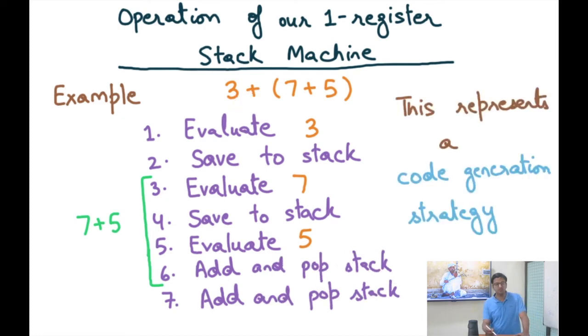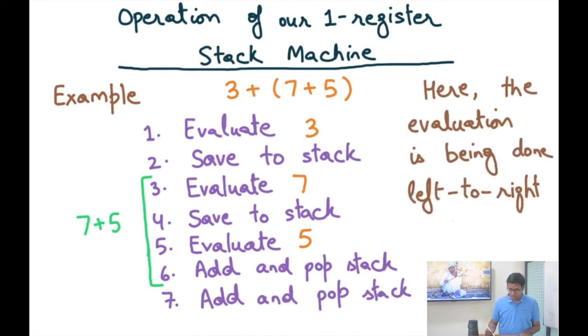So this just represents a code generation strategy, and there could be different code generation strategies. Here in this strategy, the evaluation is being done left to right, and that's just a matter of choice. For example, we decided that we were going to first compute 3, then look at the next expression, which is 7 plus 5. We could have done the other way around. We could have first computed 7 plus 5 and then computed 3.